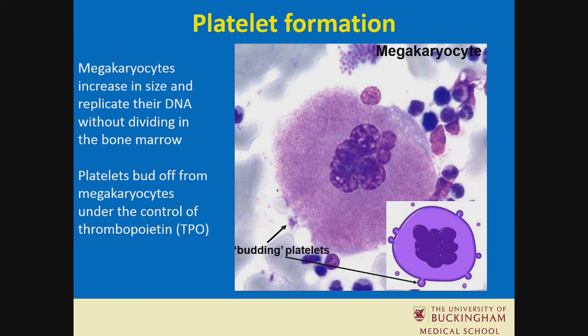Platelets are formed from megakaryocytes. We saw that earlier on. They derive from a myeloid precursor. And these are interesting cells. They carry on replicating their DNA without dividing. So they get larger and larger and larger. And platelets start budding off from the megakaryocytes.